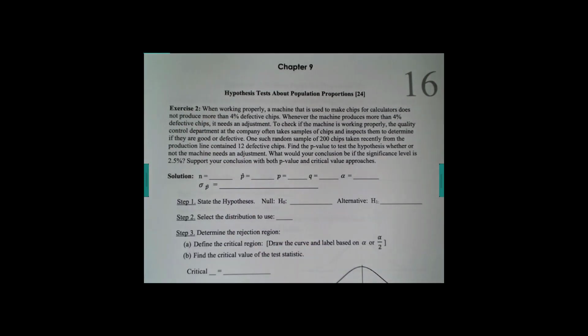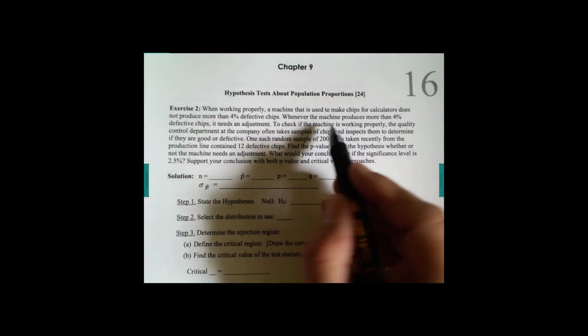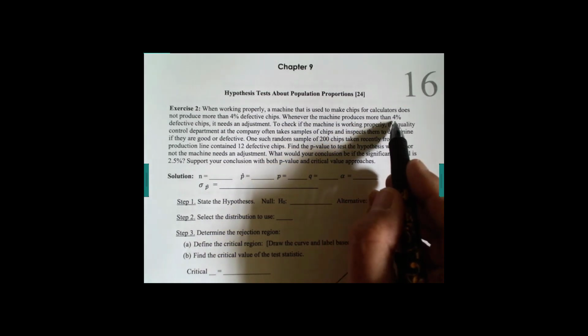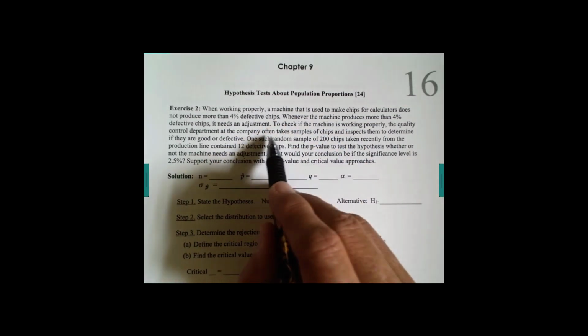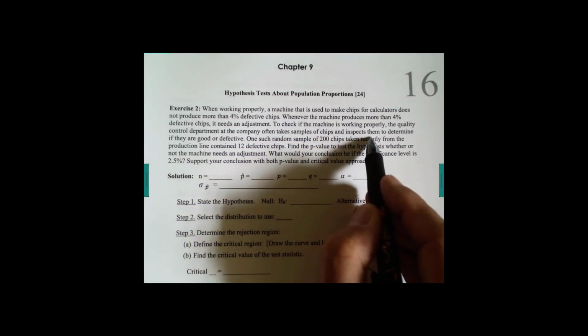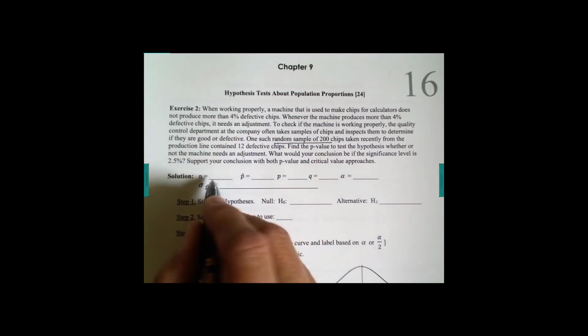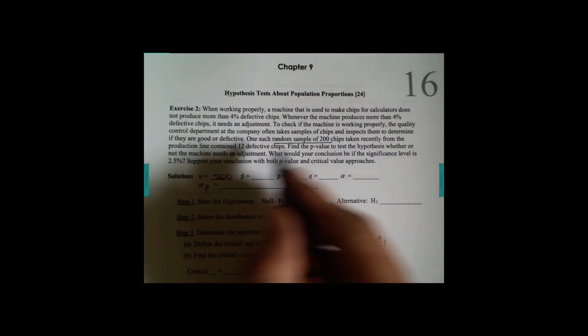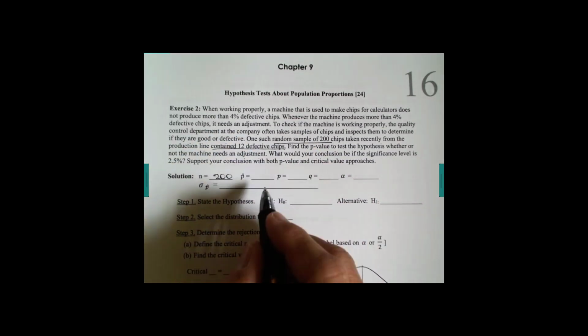So our problem says that when working properly, a machine that is used to make chips for calculators does not produce more than 4% defective chips. I have a feeling that's going to be my population proportion there, but let's keep going. When the machine produces more than that, it needs an adjustment. So to check if it's working properly, quality control takes a sample of chips, inspects them, sees if they're good or bad. One such random sample of 200 chips, there's my sample size, taken recently, contained 12 defective chips.